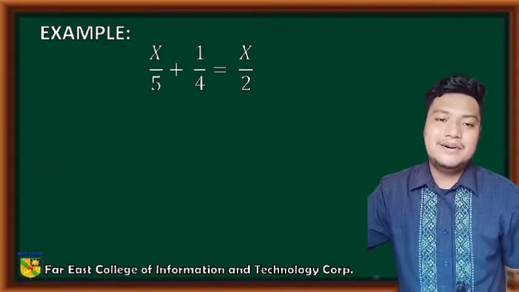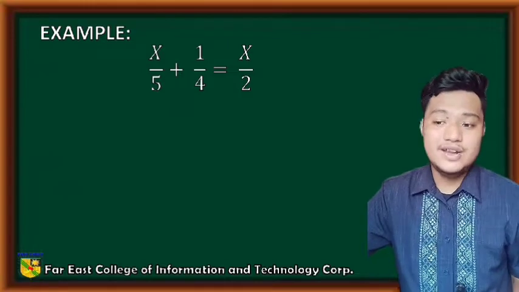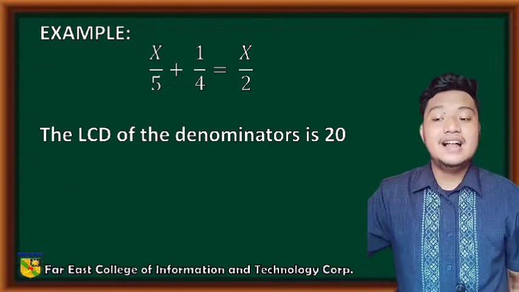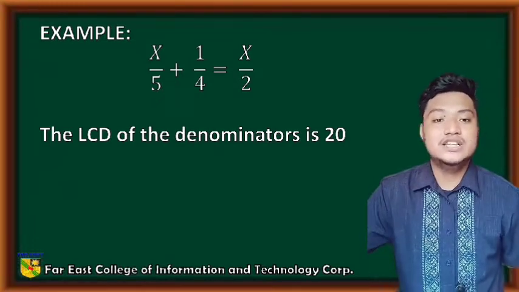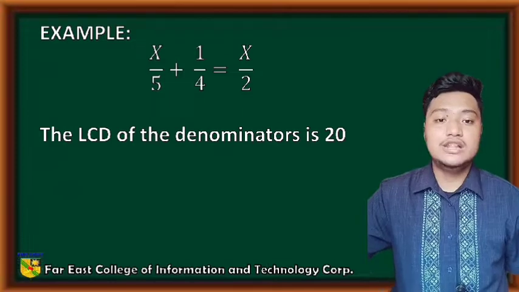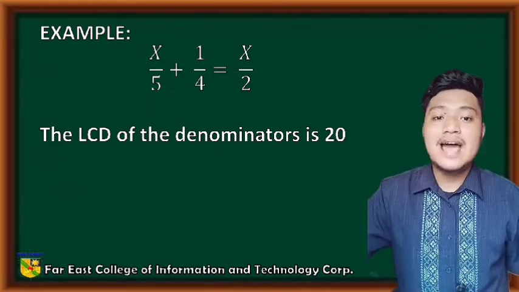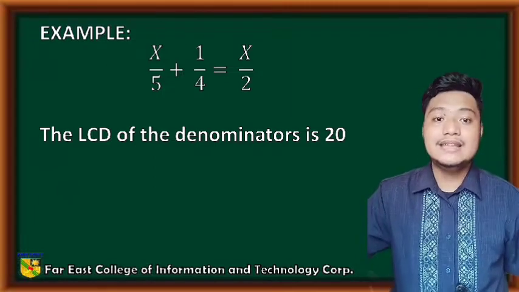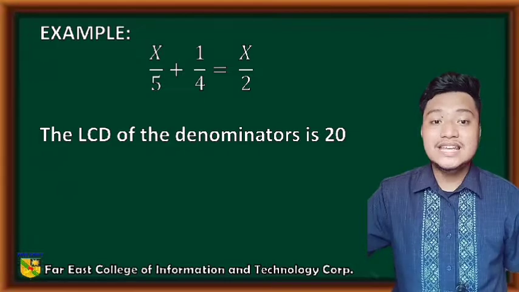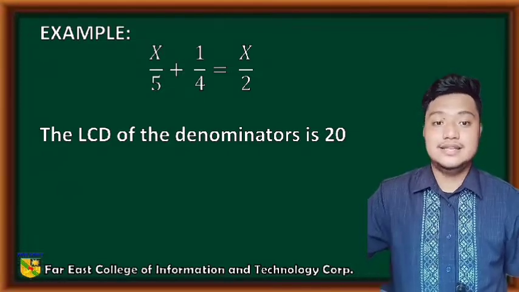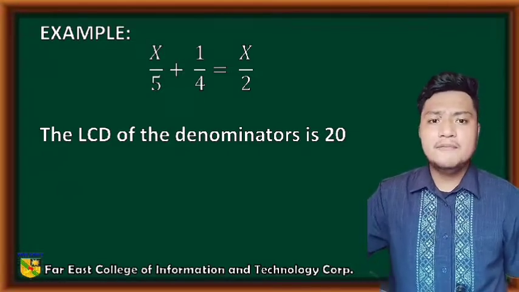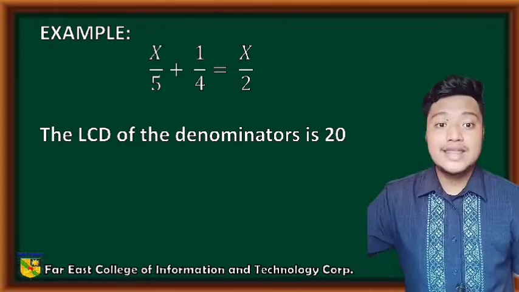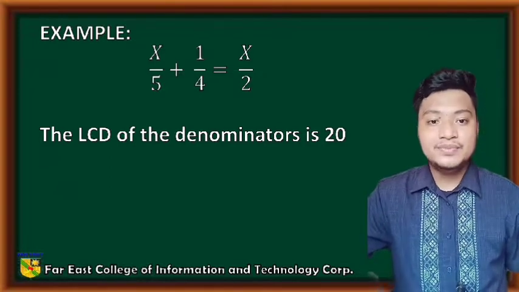So x over 5 plus 1/4 is equal to x over 2. So the LCD of this denominator is 20. Bakit po siya naging 20? So, try natin i-factor yung tatlong denominator para at least makita natin na 20 yung denominator or the LCD itself. So, ano ba yung factor ni 5? 5, 10, 15, 20, 25, 30.